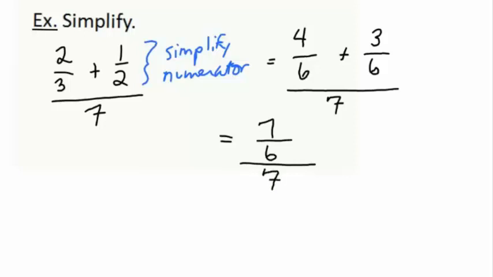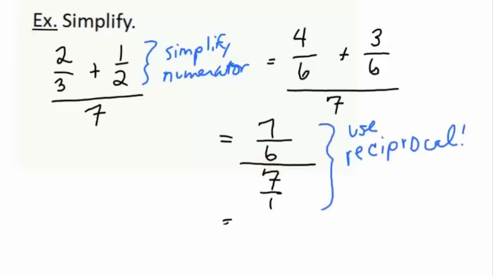And to help us think about what's going on, I'm going to write 7 as a fraction, 7 over 1. What we really have is a fraction divided by another fraction. We can think of this as a division problem, so we're going to find the reciprocal of our second fraction and then multiply them together. So we have 7 over 6 times the reciprocal of our denominator, which is 1 over 7. You'll notice that the two factors will cancel, and we are left with the fraction 1 over 6.